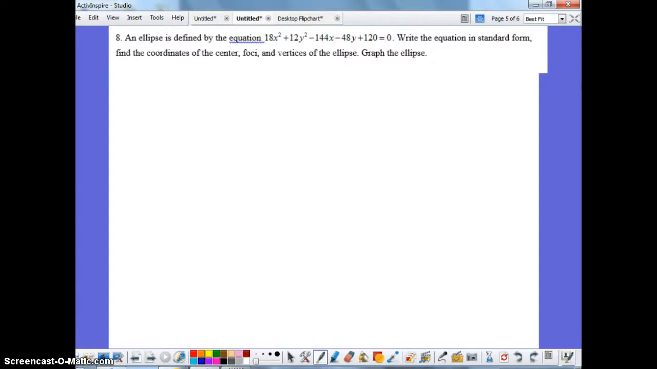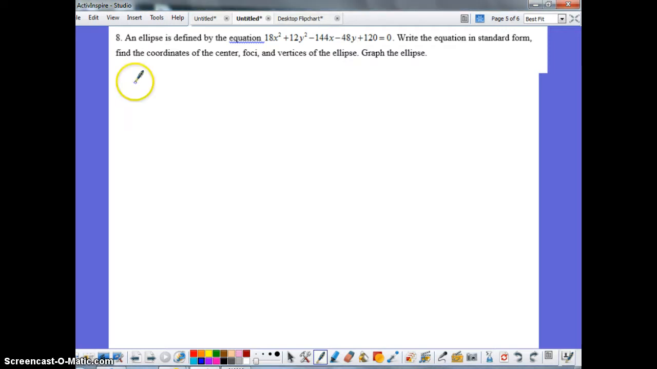This is Unit 4, which is Chapter 10 for pre-calculus. This is review worksheet number 1. I'm going to be doing number 8. Alright, so when we look at this, it tells us that it is an ellipse. It gives us the equation, so we're going to have to write that equation in standard form, and then we're going to find all the information and graph it.